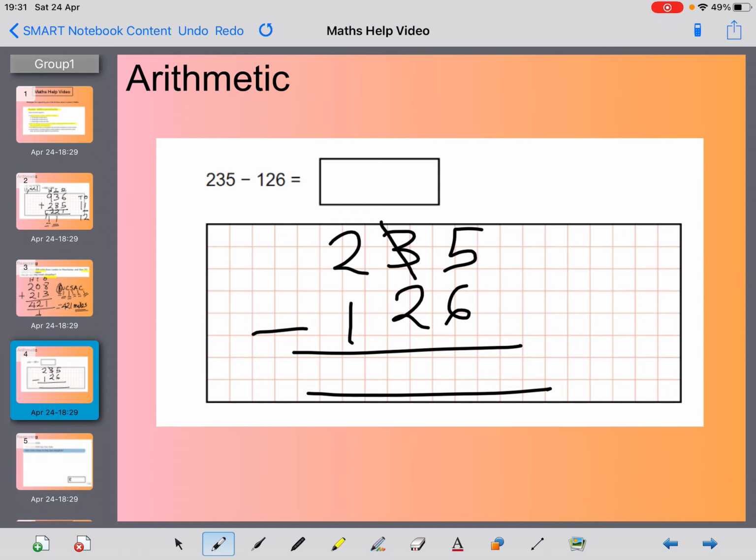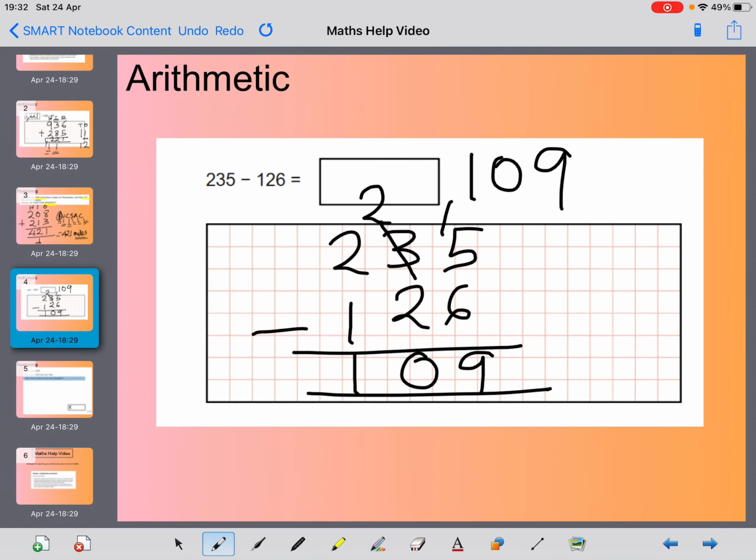So I go over to the tens column, just to regroup, that becomes a 2, and that becomes 15, so I have 15 ones. 15 minus 6 is 9. And then 2 minus 2 is 0, and 2 minus 1 is 1. So my answer is 109. And that is an example of an arithmetic problem with subtraction.